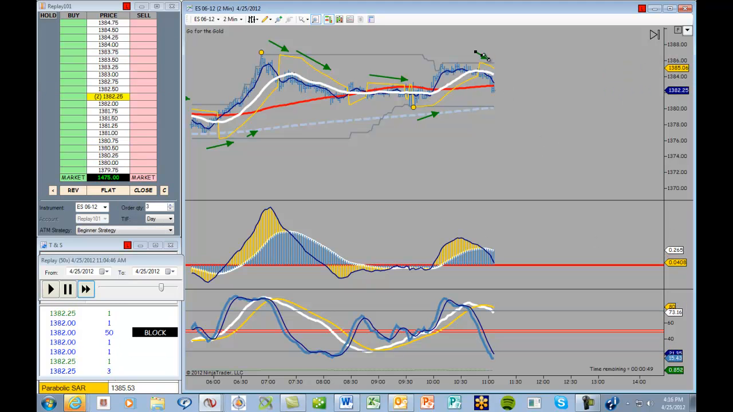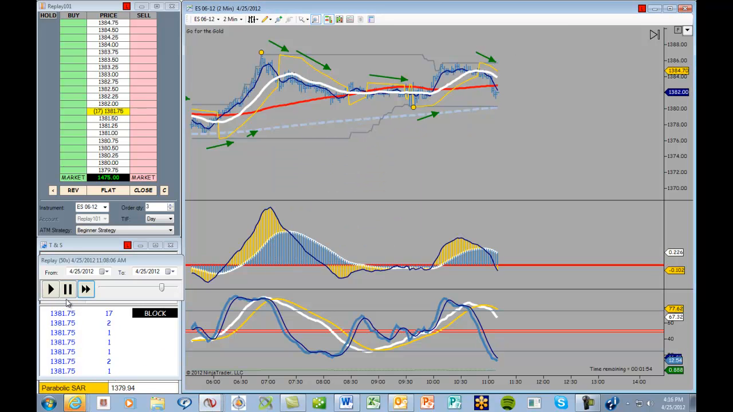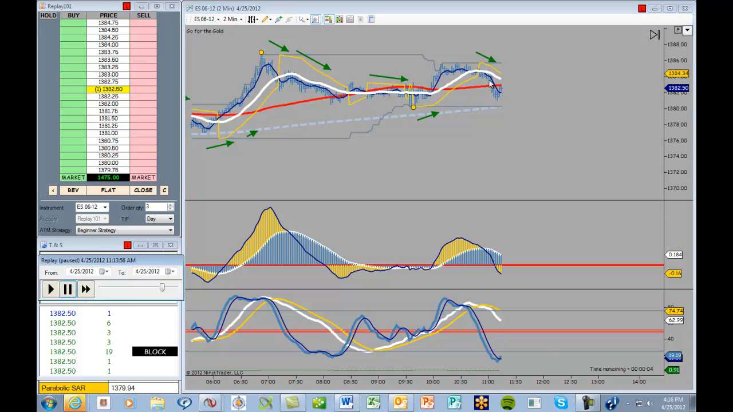Okay, both targets hit. Now the price is turning around and coming back, and the curvature on the white kind of suggests that it's going to skirt along the top of the red and maybe go higher.